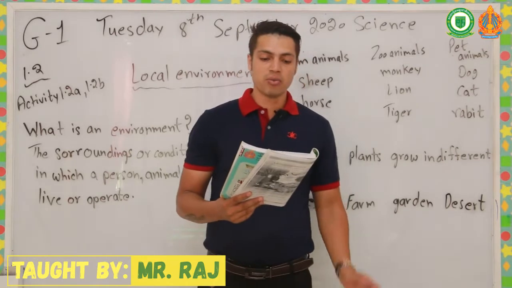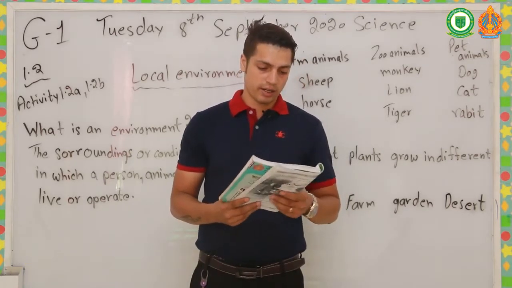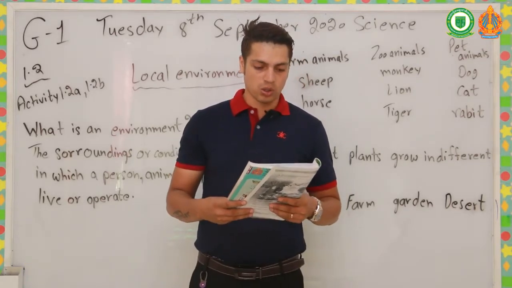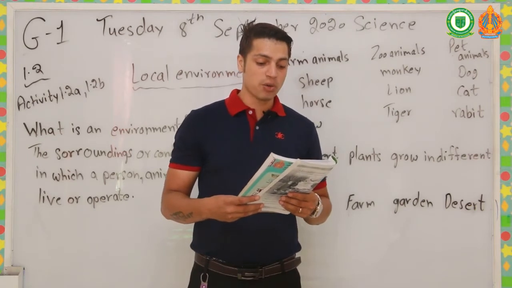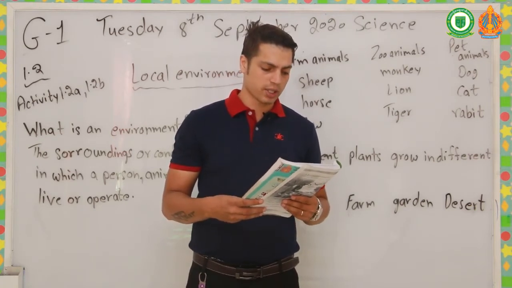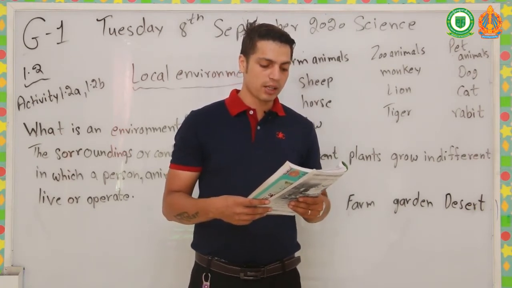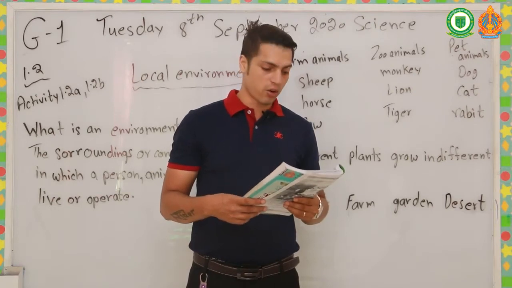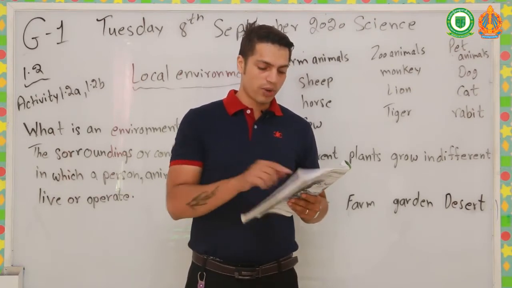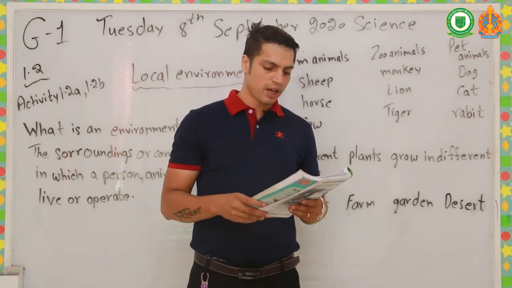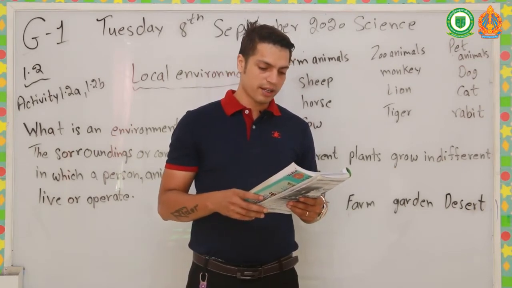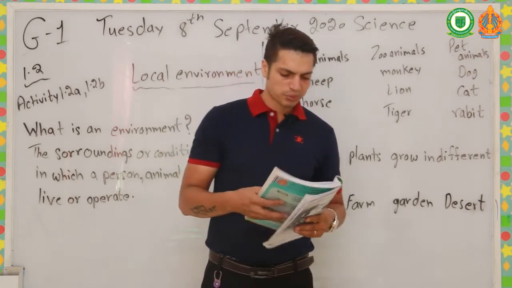So activity 1.2a, where do plants grow? Think about where you will find plants growing outside. Go outside and look at the plants. Where do they grow? Why do they grow where they do? Compare how many plants you find in different environments.